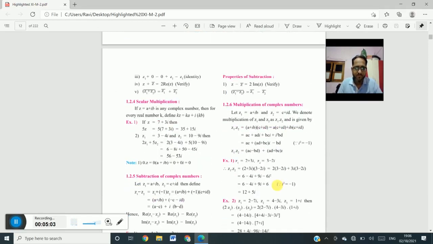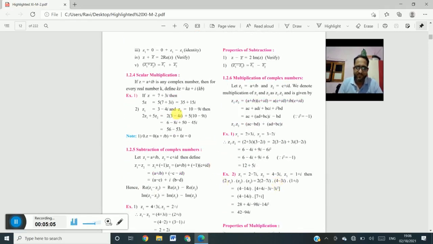Then see the scalar multiplication. See, z equals to a plus ib is the complex number. Then we multiply this complex number by any real number, say k is a constant or real number, then kz equals to ka plus i into kb, right? This is the example of that.